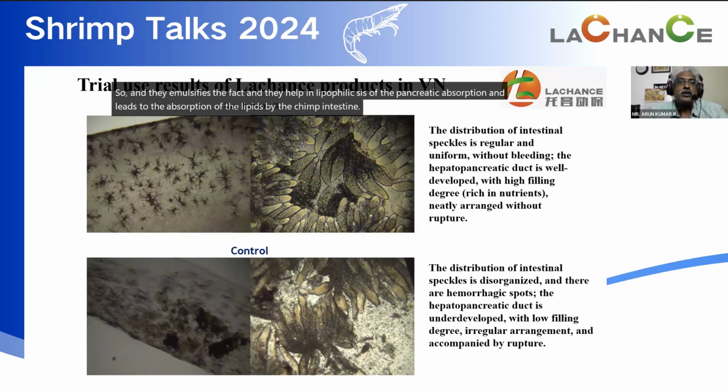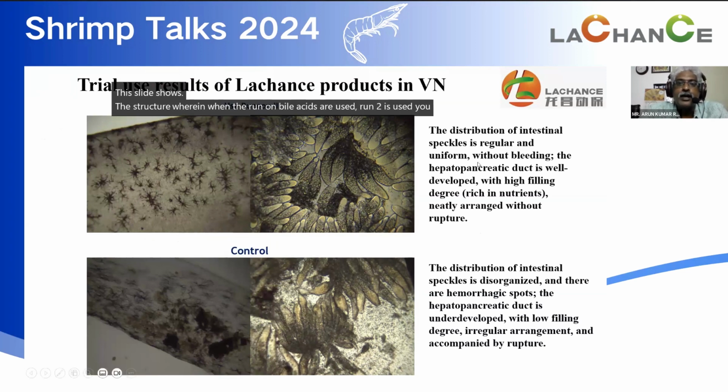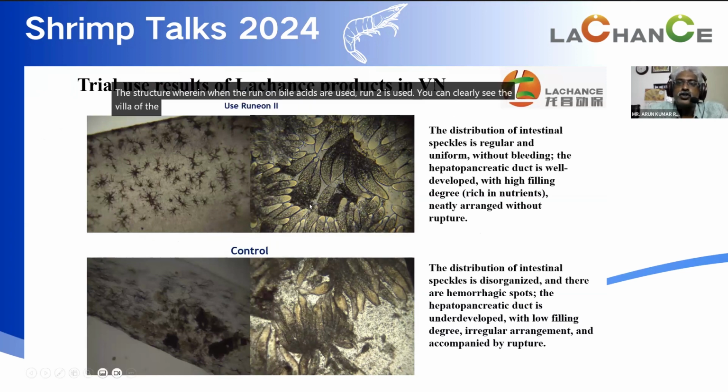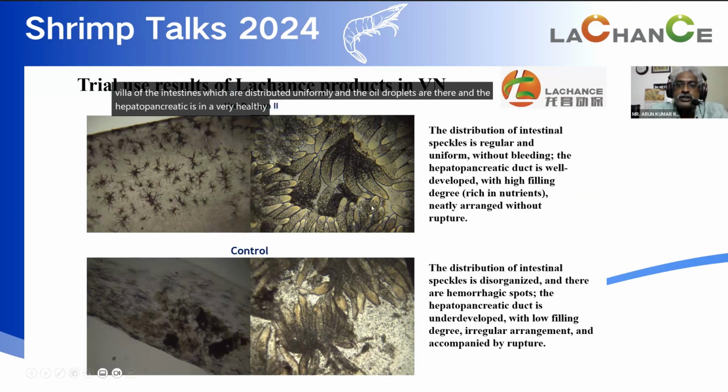Here you can see this slide shows the structure where, when the Run-on bile acids are used, Run-on 2 is used, you can clearly see the villi of the intestines distributed uniformly, the oil droplets are there, and the hepatopancreas is in a very healthy condition, as you can see here.